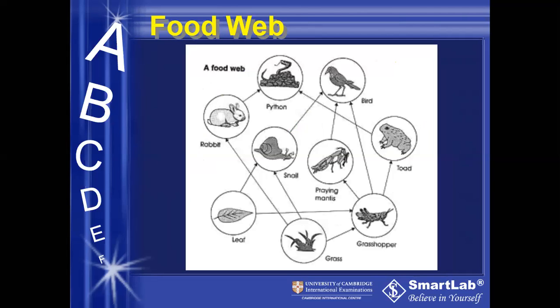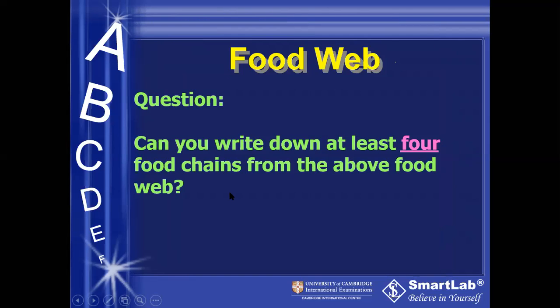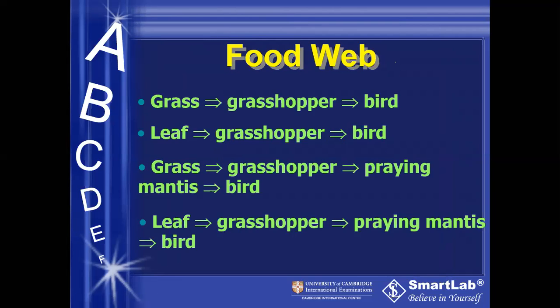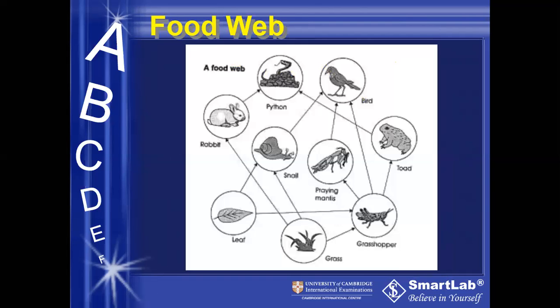This is a slightly more complicated food web. Can you write down at least 4 food chains from the above food web? Okay. So based on the above food web, we'll take a look.